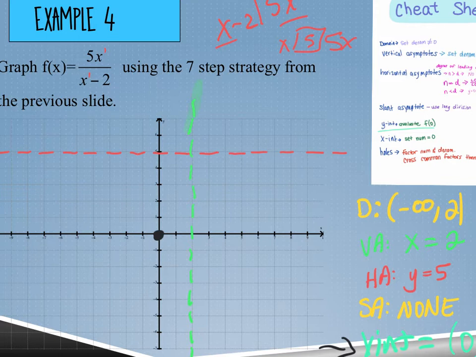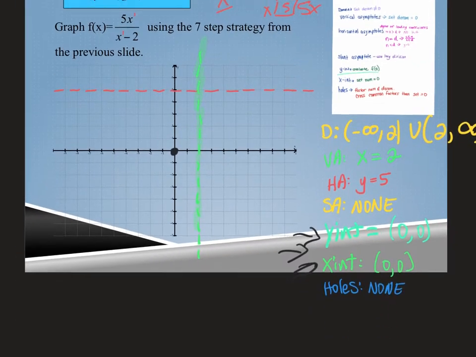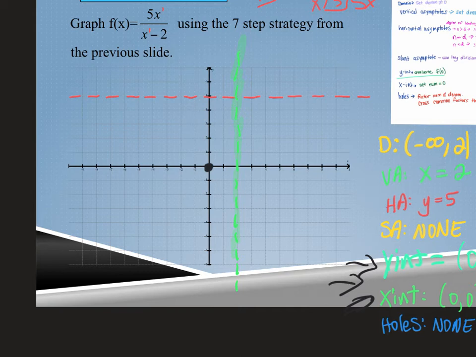Everybody see this vertical asymptote right here? Do you see numbers to the left of it? You see numbers to the right of it, yes? Okay, pick a number to the left of the vertical asymptote. Just pick any negative number you want. I don't care.